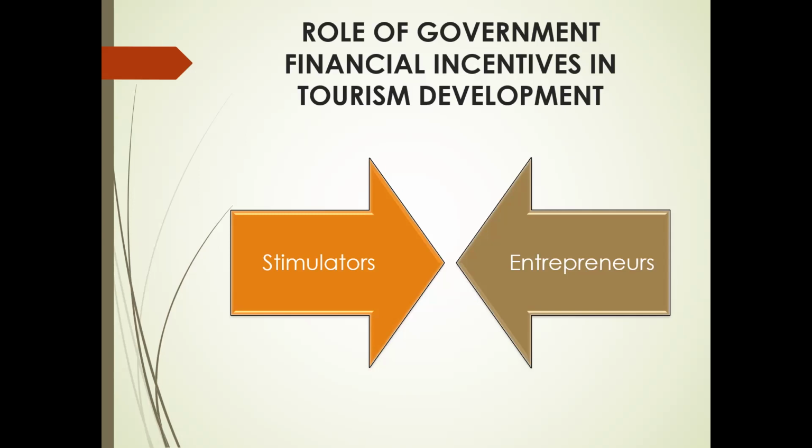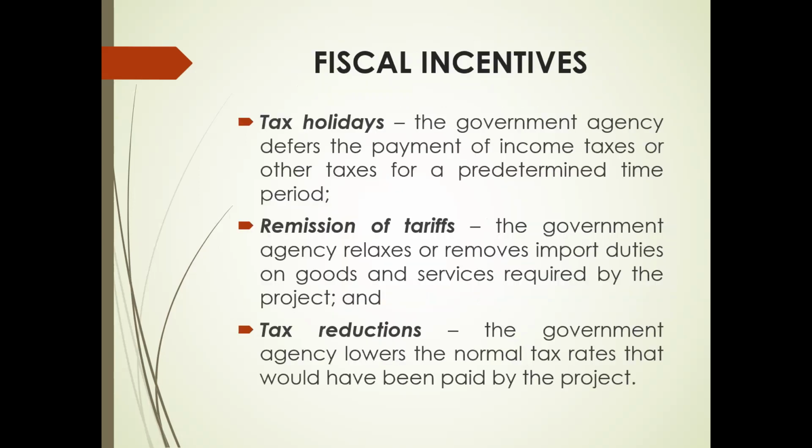The main objective of most of these incentive programs is to help businesses carry out tourism development projects that may have been abandoned or delayed because of lack of assistance. So here is the list of the fiscal incentives. First, we have the tax holidays. The government agency defers the payment of income taxes or other taxes for a predetermined time period.